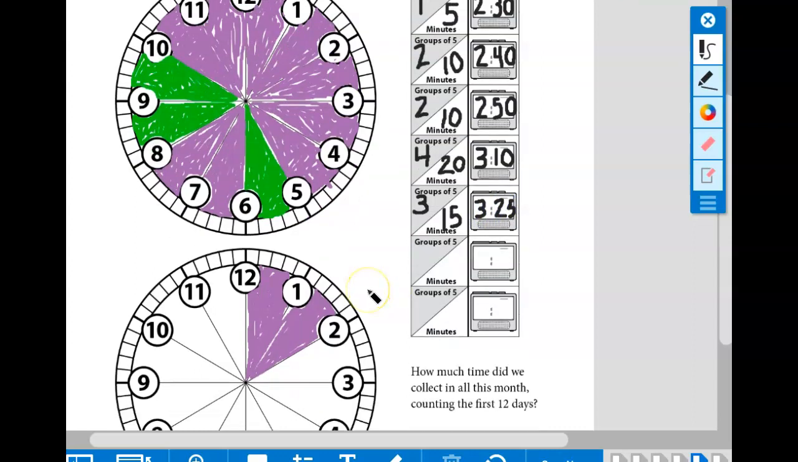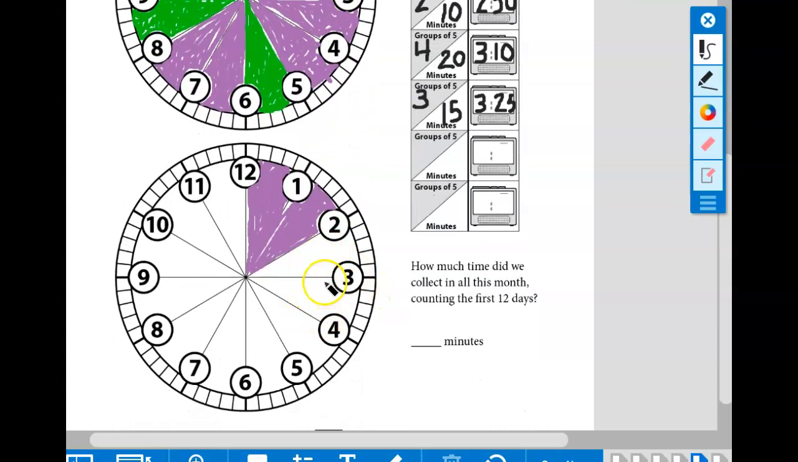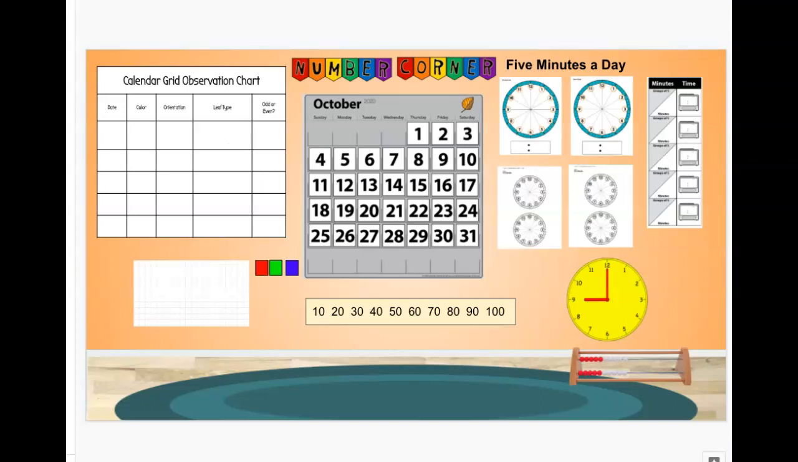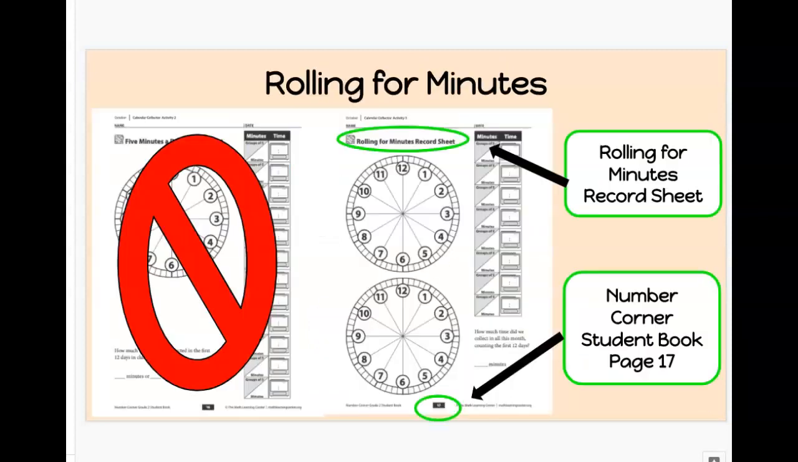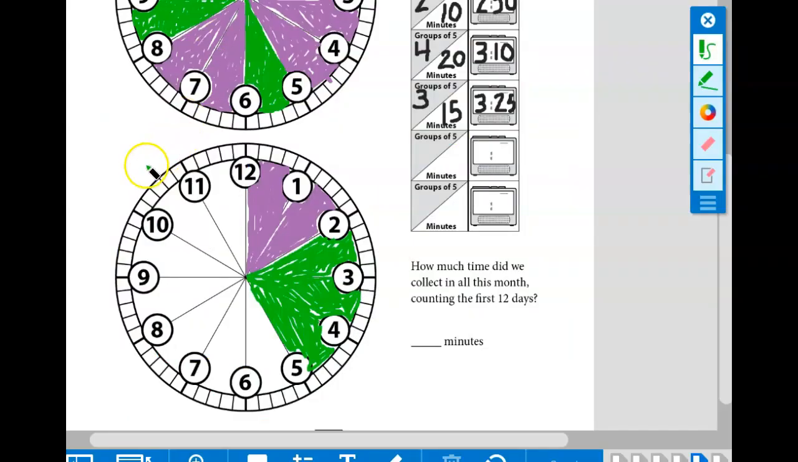Now we need to fill in 15 minutes. I'll do that quickly. You can take your time to fill this in. Let's look at what we need. Remember, you need your Number Corner student book, a pencil, and the same 2 different color crayons you used the other day. Our Rolling for Minutes record sheet is on page 17. It's your turn to fill in your record sheet to look like mine.